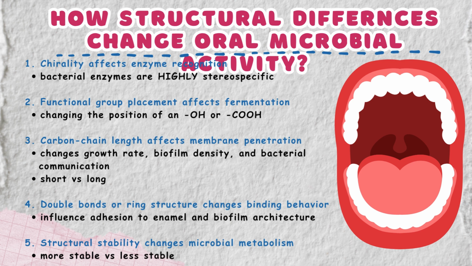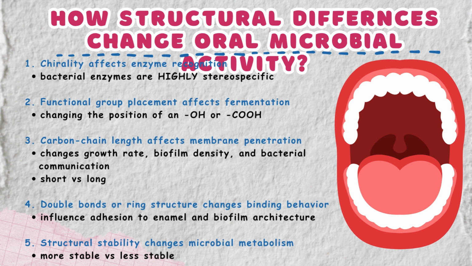Bacterial enzymes are highly stereospecific. One stereoisomer may be easily metabolized, producing lactic acid, which lowers the pH, increasing the caries risk, while the other can be a mirror image molecule and may not be recognized. There can be no acid production, and bacteria will starve or slow down.